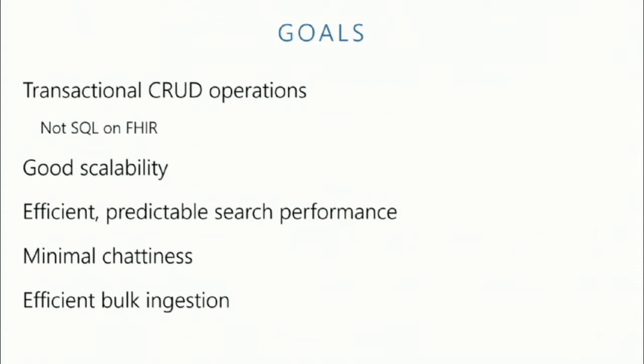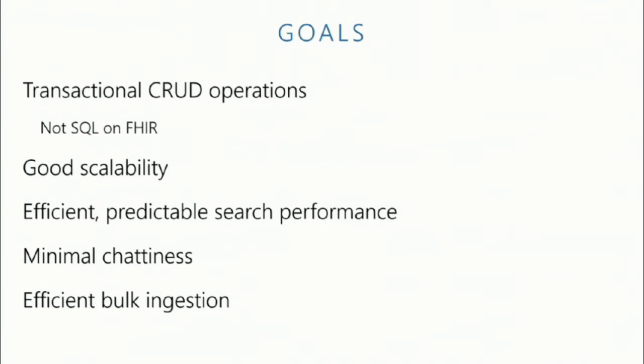So what we want from this is really good scalability. We started off with Cosmos DB, which gives you outstanding scalability. We want that as well with SQL. We want efficient and predictable search performance. As we'll talk about, it's really all about search. And particularly what we want is really good performance within searches that are scoped within a single compartment, right? So a single patient's data, a single practitioner's data. That's different from data warehouse style aggregations over your whole data set. So that's the scenario that we prioritize.